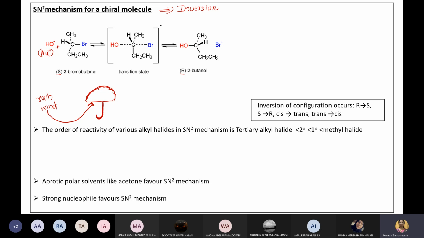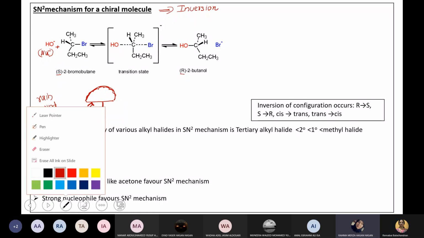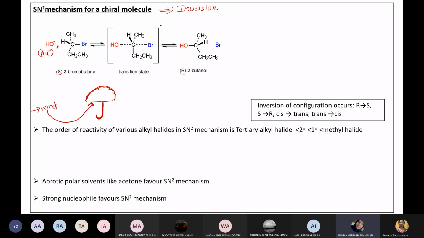Okay, did you understand now? Is it clear? Doctor, I have a question. Yeah, sure. The rule about how the incoming group comes at 180 degrees to the leaving group, is it applicable only for chiral molecules, or is it a general rule? It's applicable for all molecules, my dear, but the configuration will not change. We cannot tell R will become S. There is no R or S. So in that case, it does not make any difference.